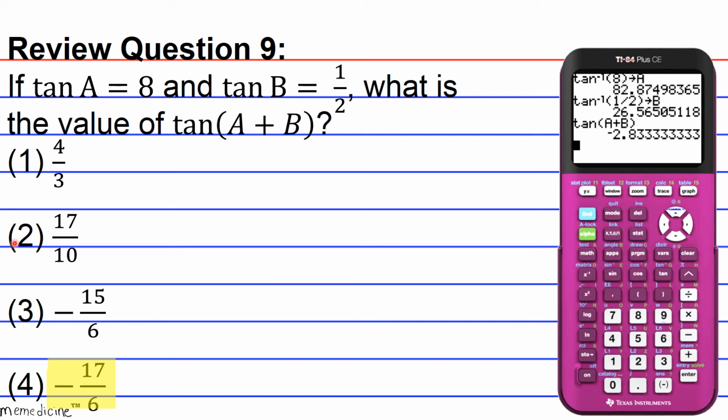We can eliminate answer choice A and B because they're not negative. But on your calculator, you're going to convert the answer negative 2.833, because this is the tangent of A plus B, into a fraction. And you basically do this by hitting second negative sign. That's going to pull up the answer function. And then you're going to hit math. That will bring up all your math apps. 1, because 1 is going to be the application that converts whatever number you have into a proper fraction. And then you're going to hit enter, and then you'll get an answer of negative 17 divided by 6, which is answer choice 4.